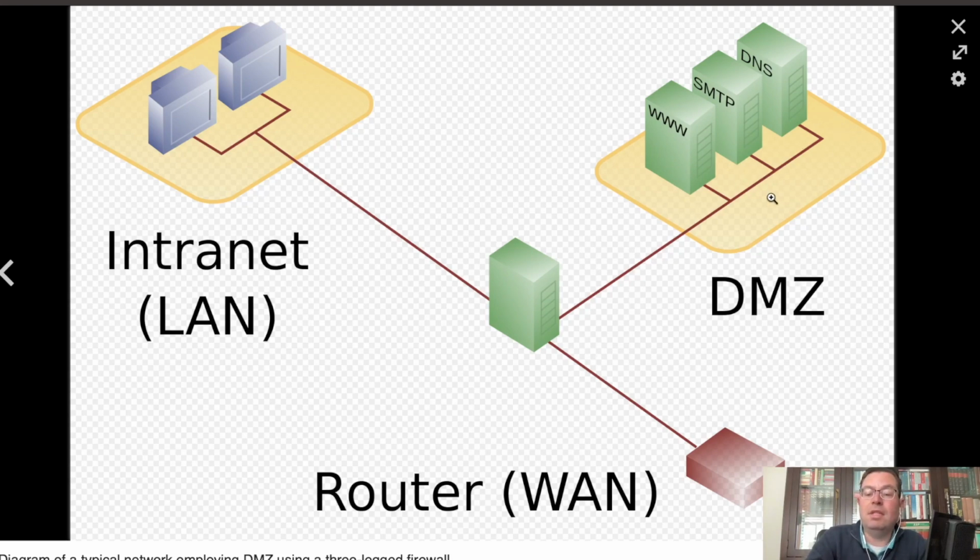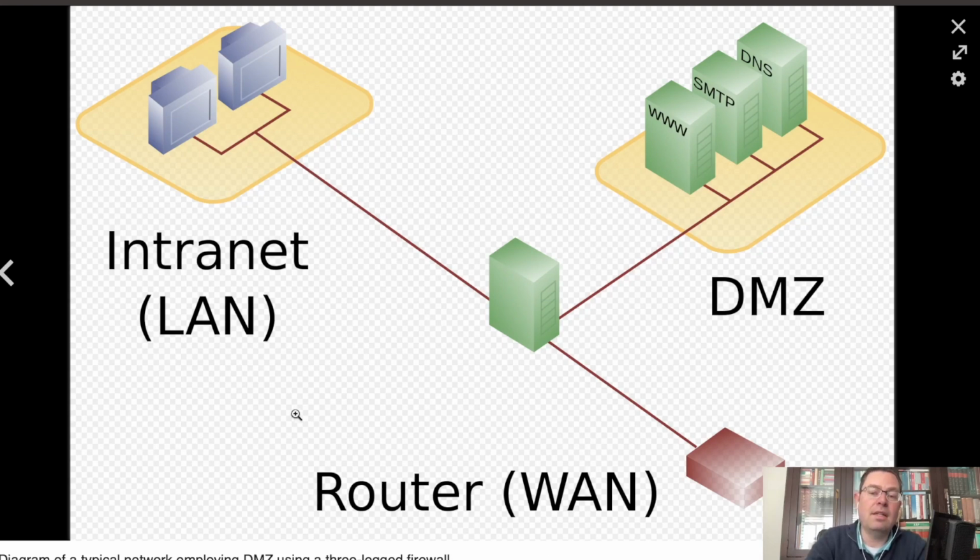DMZ, Demilitarized Zone, stands between the internet and the internal network. So if you are a client here on the internal network and you want to send an email and you run your own email server, you can connect through the firewall to this server, and this server will then connect to the internet to send out your email. So it's really like a zone between the two different networks, the internet and your personal internal network, the local area network, LAN.